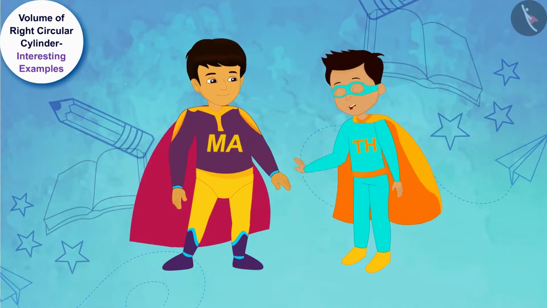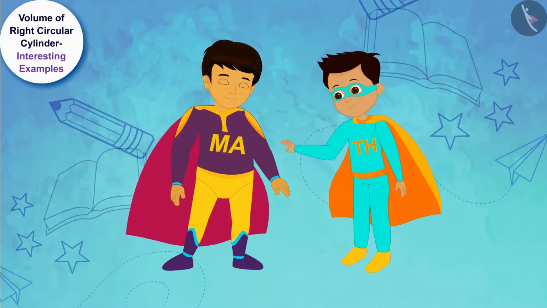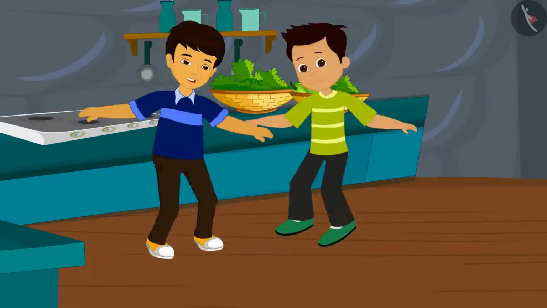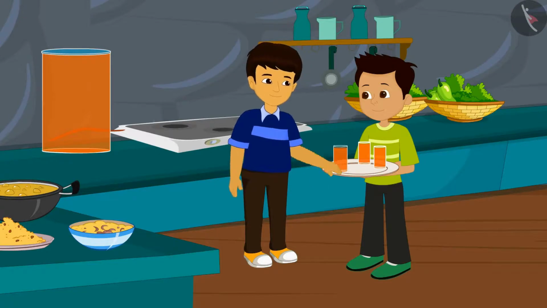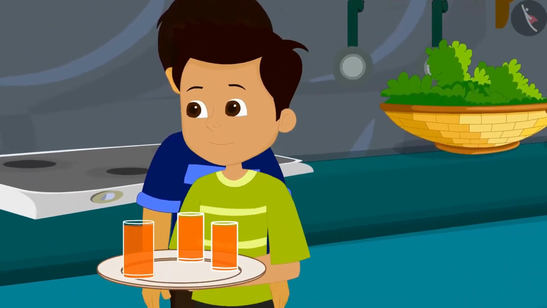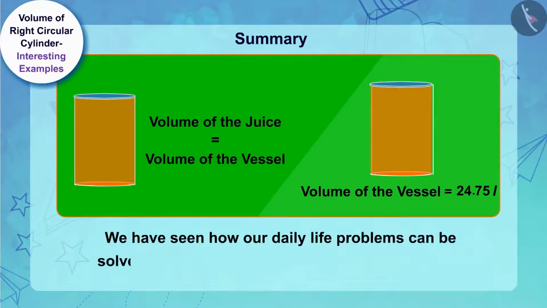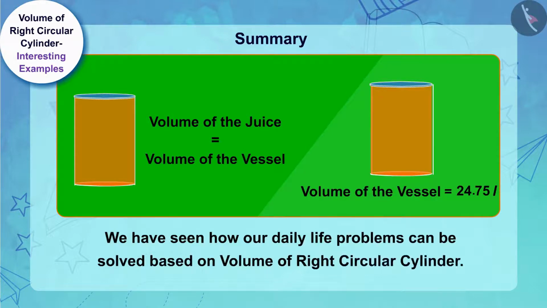Let us go back to our world. There are just a few hours left for the party to start. You also have to help Mother. I will help you too. The two friends together did all the preparations for the party. With this example, we have seen how our daily life problems can be solved based on volume of right circular cylinder. In the next video, we will see some fun examples based on this.